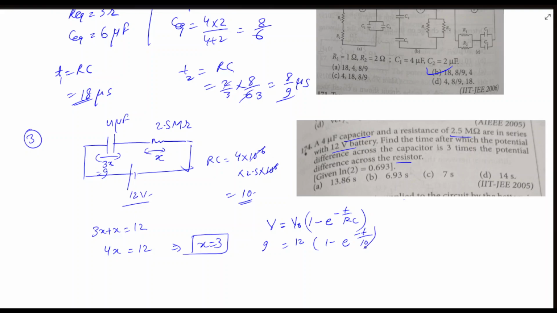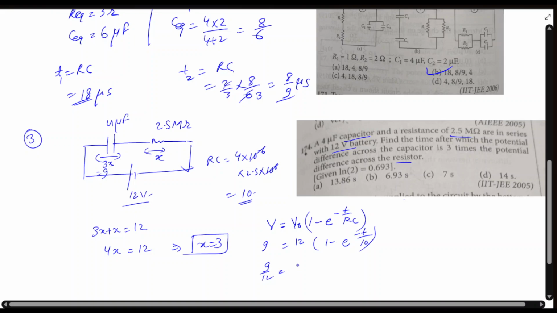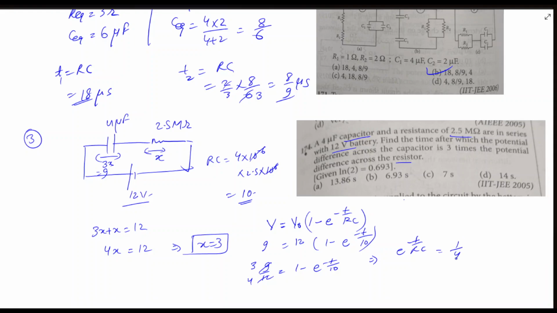So we'll get 9 by 12 equals 1 minus e to the power minus t by 10. We'll divide them by 3. So this will be 3 by 4. So we'll get e to the power minus t by RC will be 1 minus 3 by 4. It will be 1 by 4.